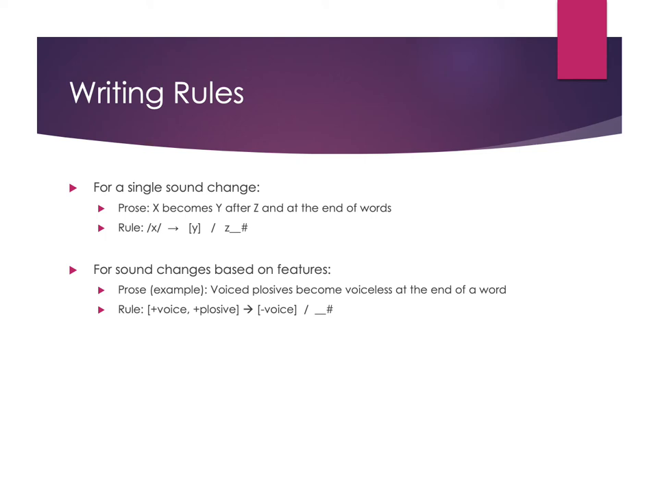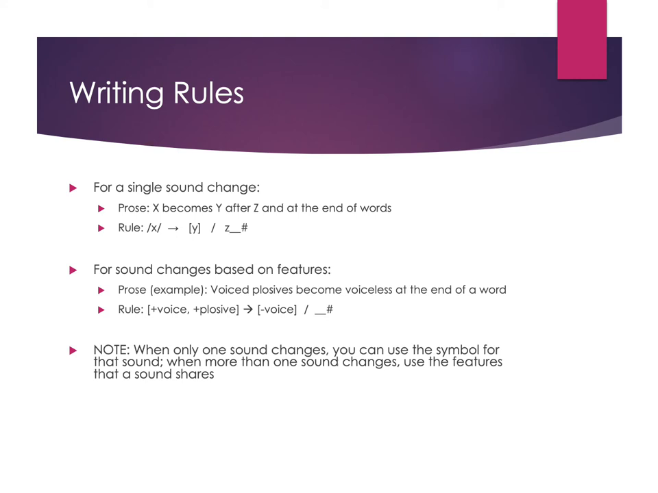because that part of our environment isn't helping us with our pattern. But the other side, the end of a word notation, is important. So we would put that pound sign or hashtag there to say this is where that takes place. It happens at the end of a word. And it's important to keep that distinction in mind, whether you're looking at just a single sound change or if you're looking at features, because you can just use an IPA symbol for sounds when it's a single sound change. But if you have multiple ones, then you're going to want to use those features, those plus or minus features.